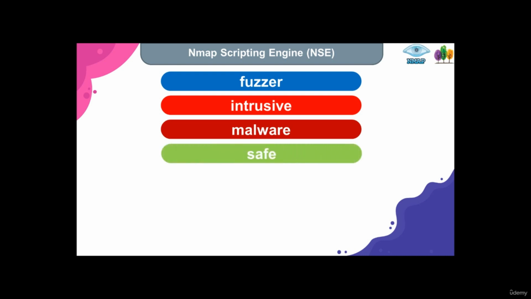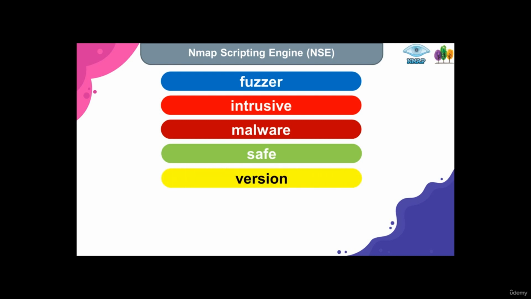Safe. Scripts that are not designed to crash services, use large amounts of bandwidth or other resources, or exploit vulnerabilities. They're less likely to harm remote administrators, but we cannot guarantee that they will never cause adverse reactions, as with other NMAP features. So most of them are performing general network discovery. Scripts in this category are not classified for security, but all other unsafe scripts should be placed as intrusive.